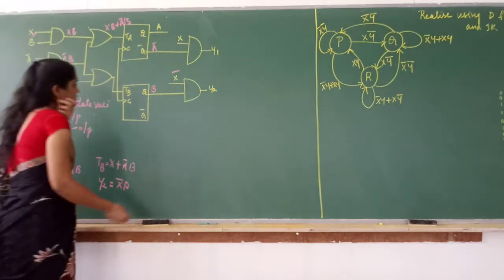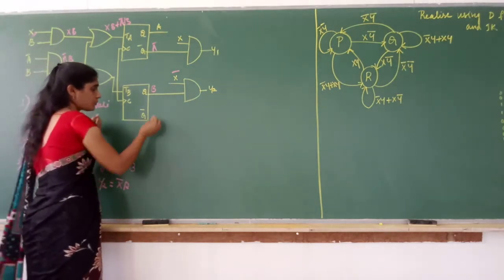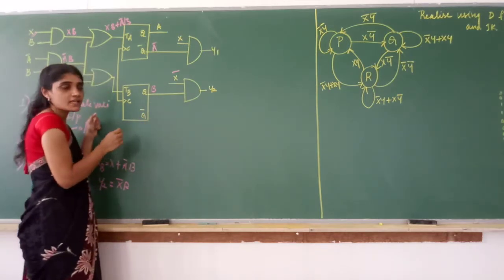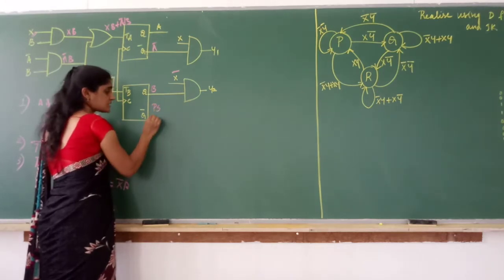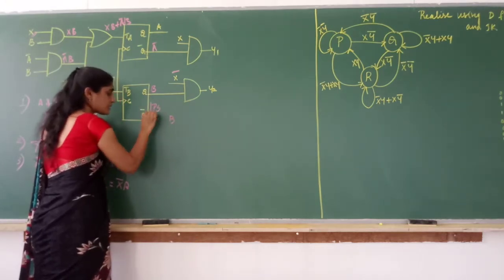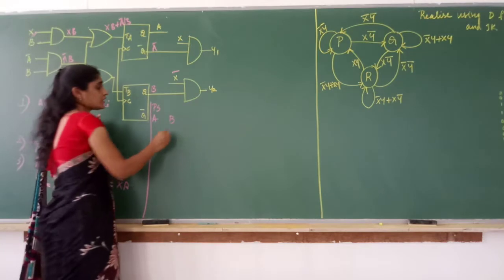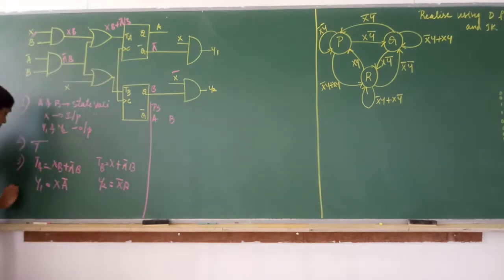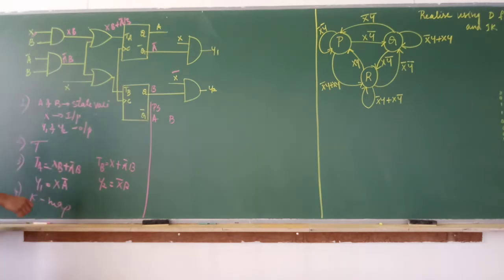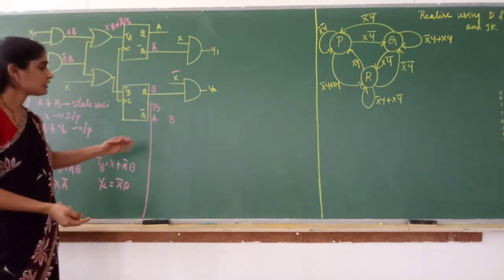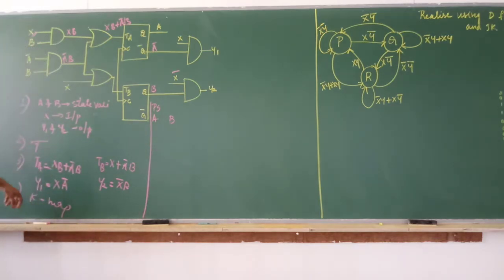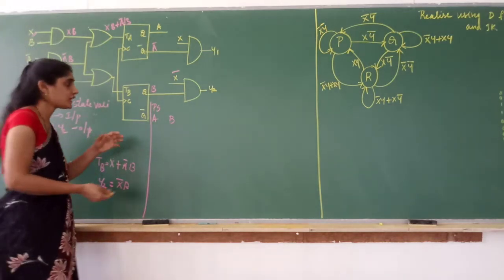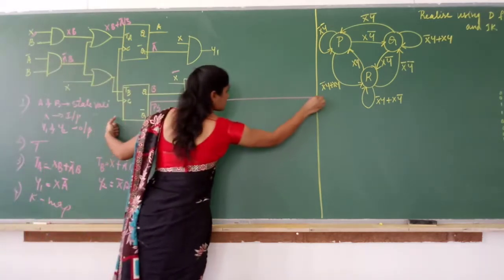And what is the fourth step? Write the excitation table. To write the excitation table, what are the columns we have? Present state. Present states are nothing but AB. After this, you have to write the K-map, construct the K-map for the given equations. But what is the method we are following? We will write the excitation table first, then we will come back and write the K-map, because that is the easiest method.